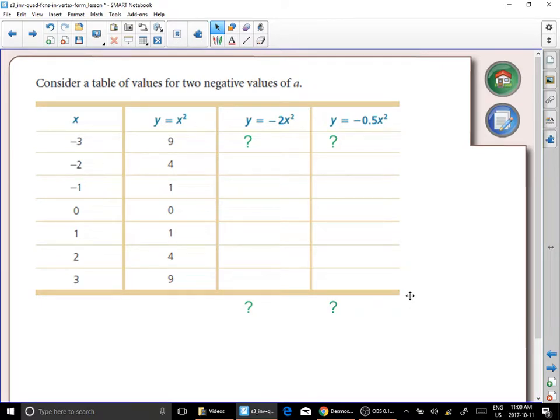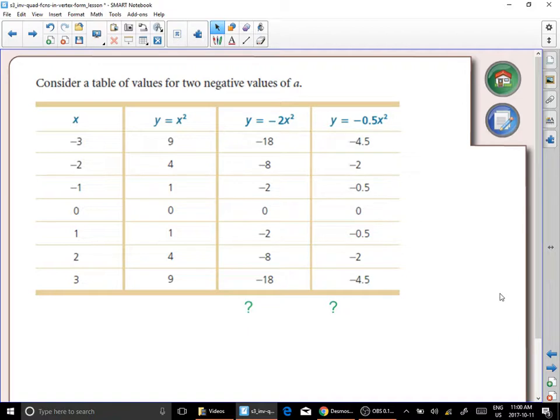Now, what happens if these are negative now? If these are negative, this is really simple, okay? Because we're going to get the exact same numbers we got last time, but when we multiply by a negative, it obviously changes the sign. And all those y values are positive, so the y values become negative.